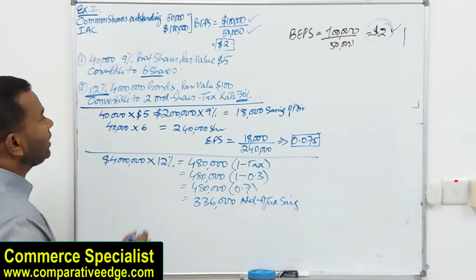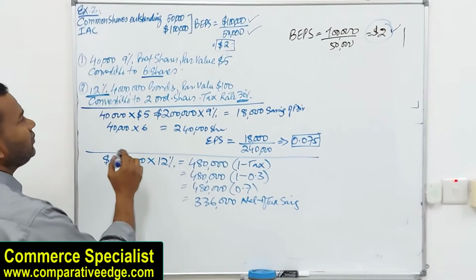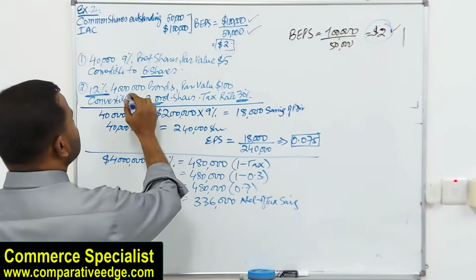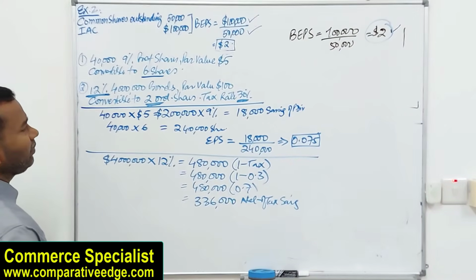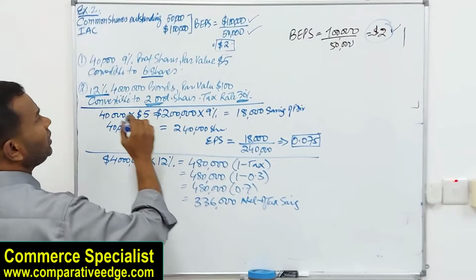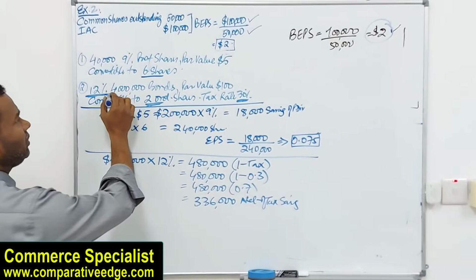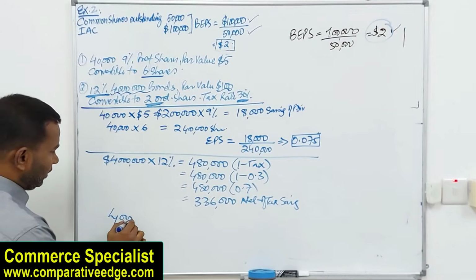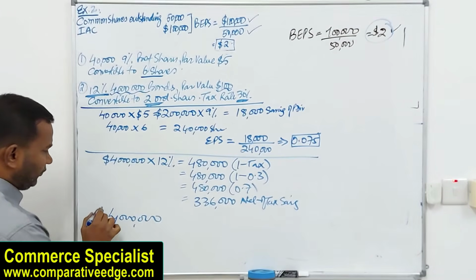So how many shares do they convert into? These bonds will convert into 2 shares, but it says each bond will convert into shares. Each bond means we need to know the number of bonds. So for that, you divide the value by the par value. The value of bonds is 4 million.